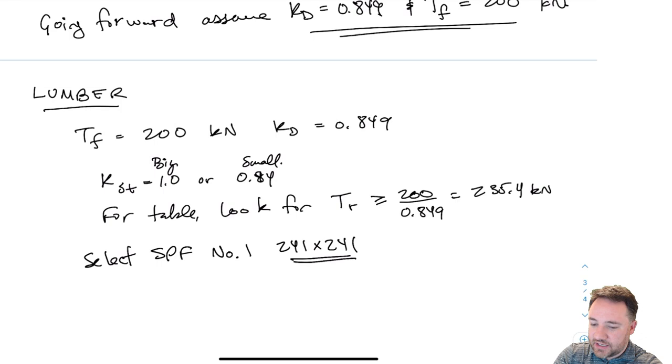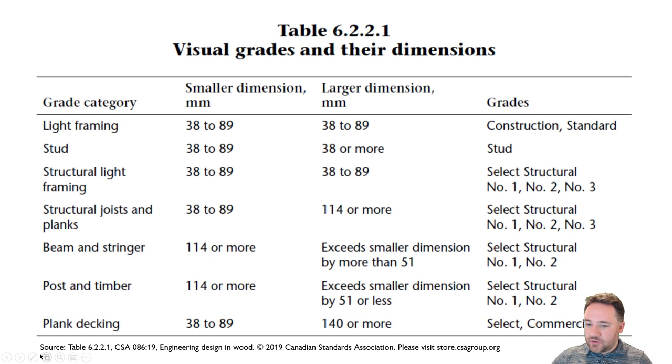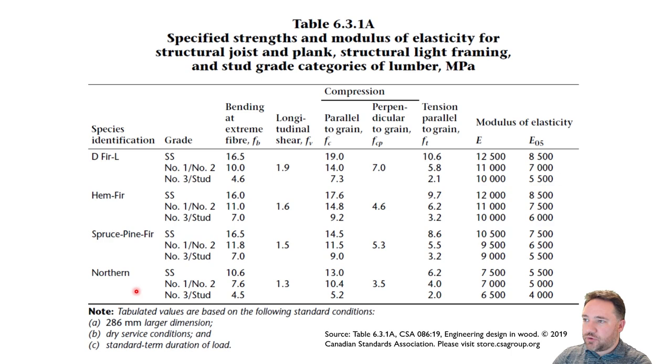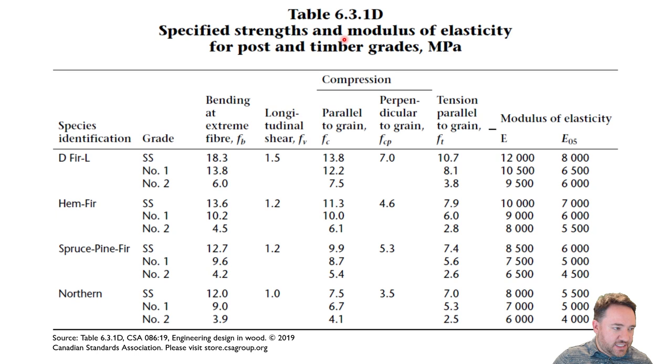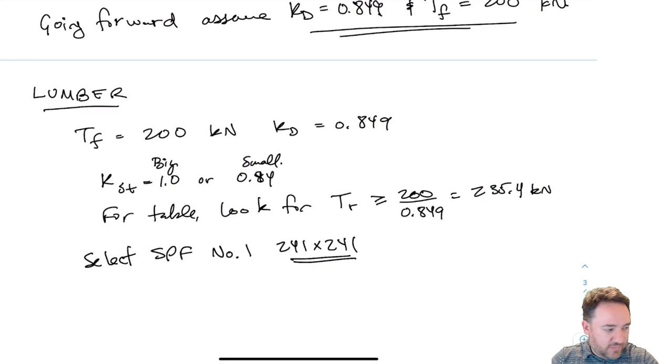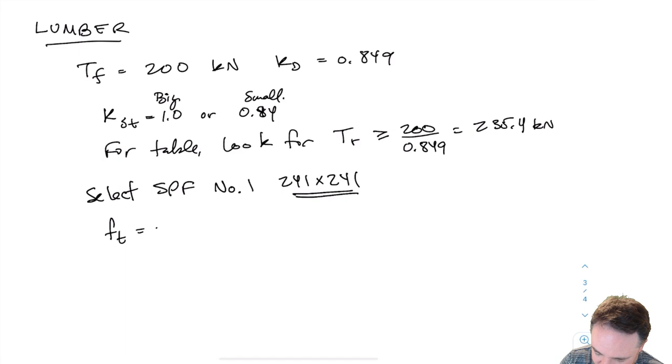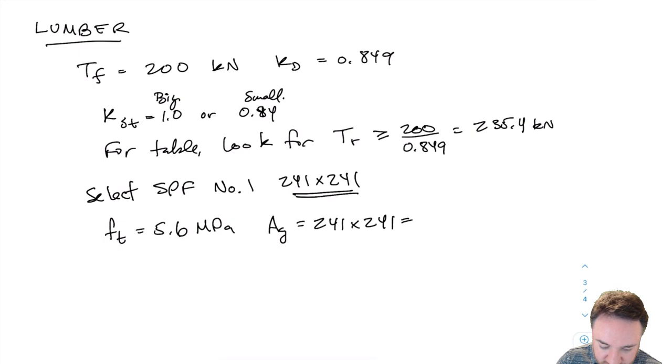Okay, so it's 241 by 241, which means that I'm looking at a post and timber because it's greater than 114, but the larger dimension exceeds the smaller dimension by 51 or less. So I'm looking at a post and timber member. So then I have to go to the post and timber table, which is 6.3.1D, and I read SPF number one, and I'm looking for tension parallel to grain, so I get this number, 5.6. So my FT equals 5.6 MPa. Okay, my AG, which is my gross area, is 241 by 241, which equals 58,081 millimeters squared.